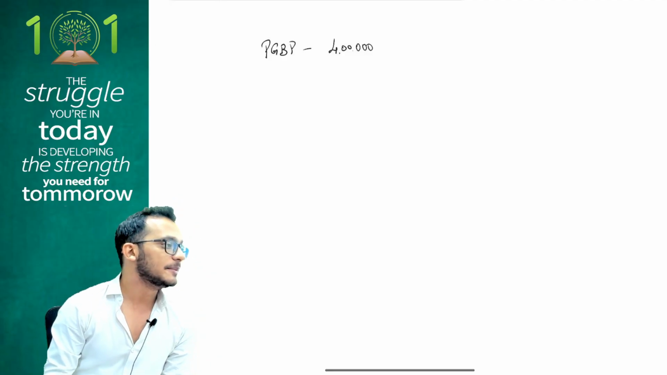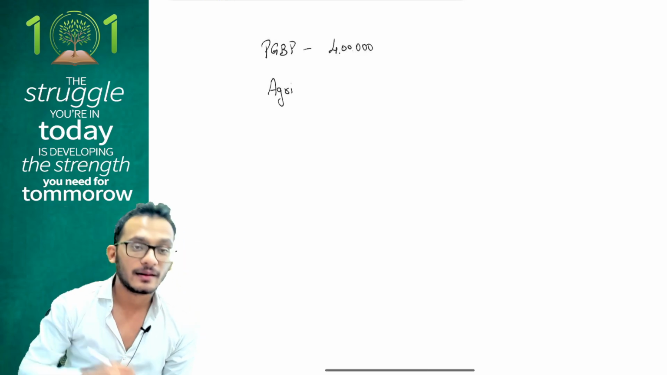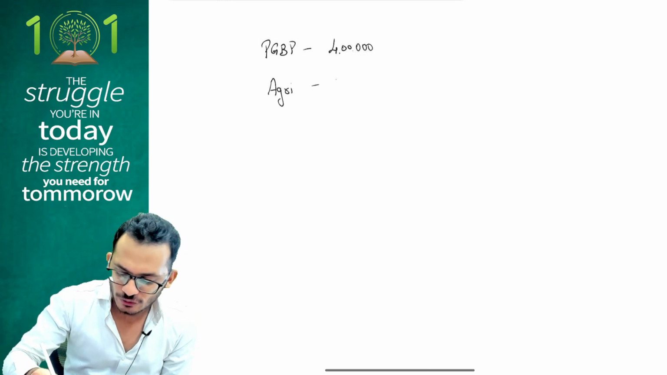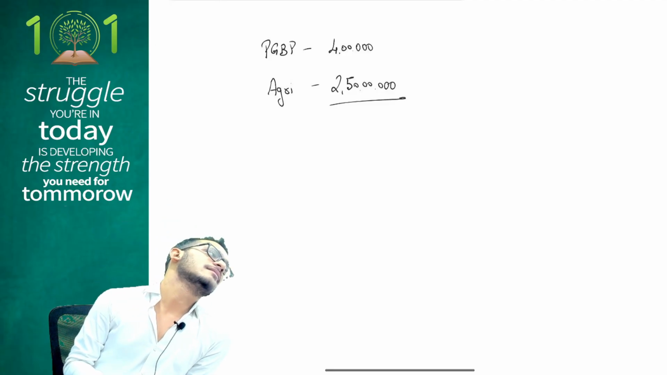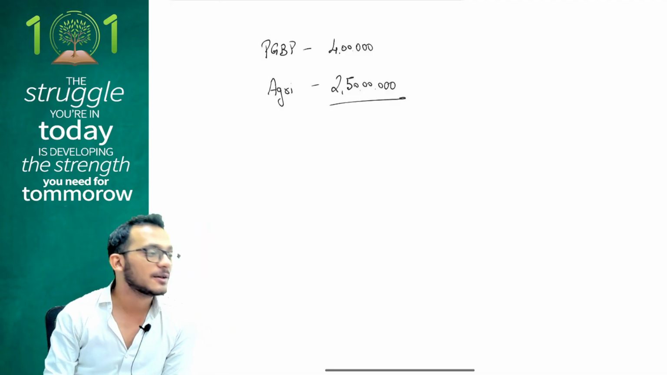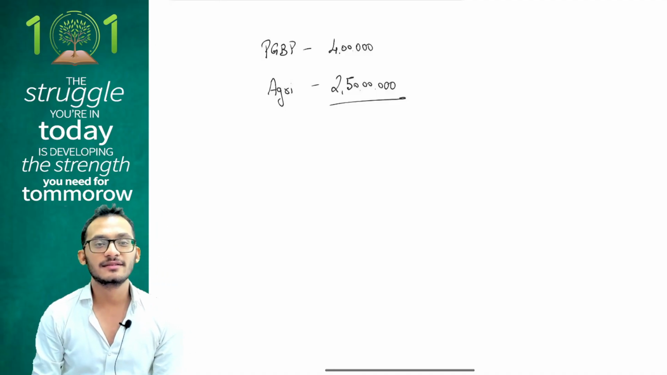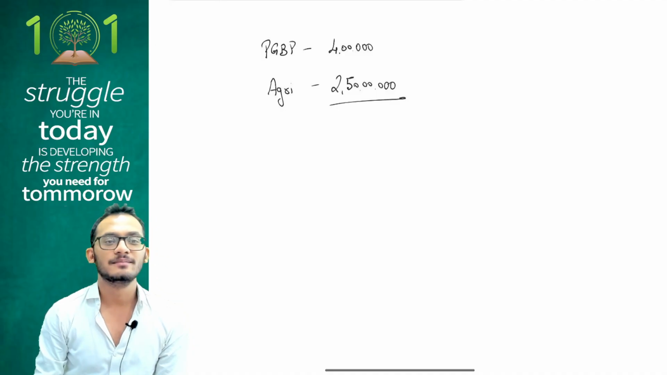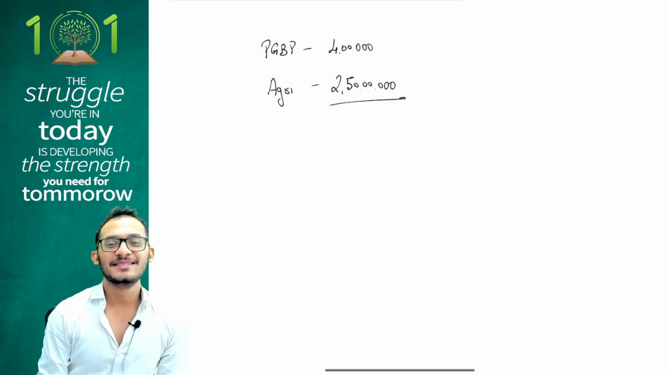Rahul's income in PGBP was 4 lakhs. At the same time, Rahul's agricultural income was 2.5 crores. Tell me, what is Rahul's income? You got my question? Rahul's income in PGBP is 4 lakhs and Rahul's income in agriculture is 2.5 crores. Tell me, what is Rahul's income?